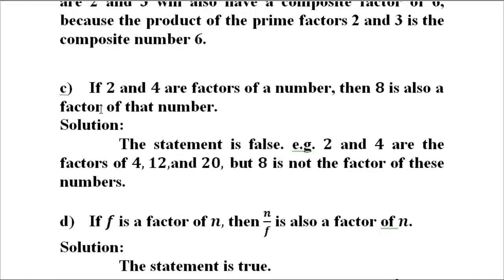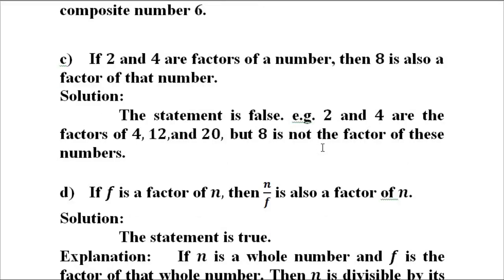Third part. If 2 and 4 are factors of a number, then 8 is also a factor of that number. The statement is false. For example, 2 and 4 are the factors of 4, 12, and 20. But 8 is not a factor of these numbers, which means these numbers are divisible by 4, but they are not divisible by 8.